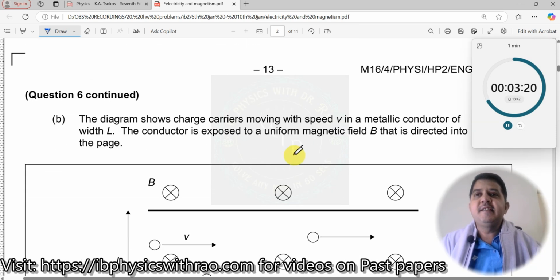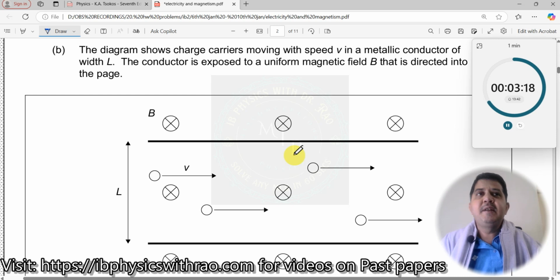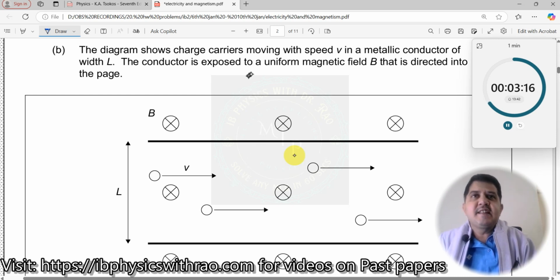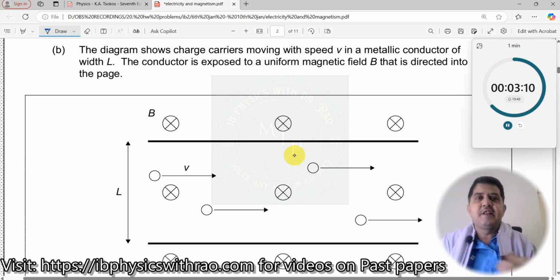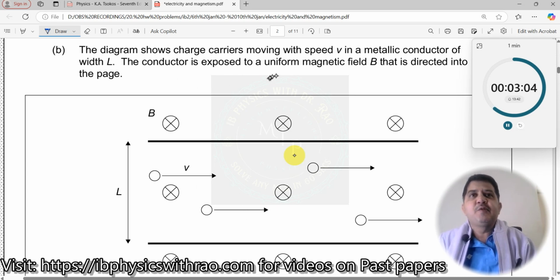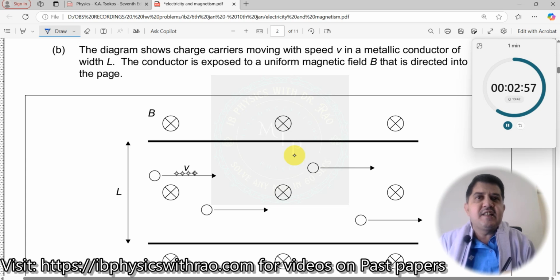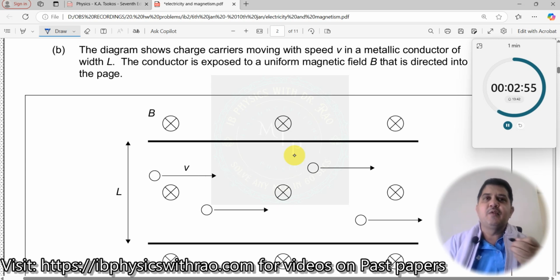Now let us move on to the next one. Now here it says, second part B, the diagram shows charge carriers moving at speed v in a metallic conductor of width L. Okay, so the width L, the charge carriers, he has not told you whether it's positive charge, negative charge, just charge carriers. We will assume this as positive charges. Okay, the conductor is exposed to a uniform magnetic field and is directed into the page. Okay, so you have a magnetic field like this, and you observe that these charge carriers are moving straight. Now, can this be possible?